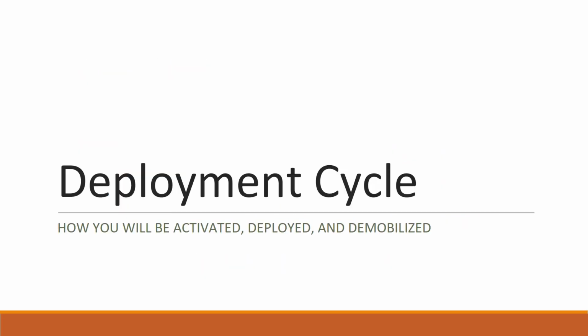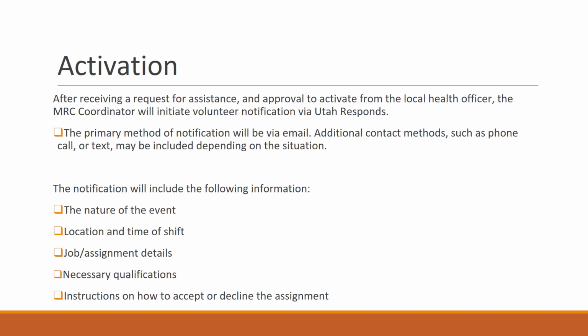Okay, so in our deployment cycle now, first, we're going to activate the MRC, and then we'll deploy and then demobilize. So the activation part of this cycle. For non-emergency pre-planned events, you will likely receive a link to a Google Sheet. Most of the time, this will just be sent out on Utah Response, and you can just go ahead, follow that link, and sign up for whatever shift you would like.